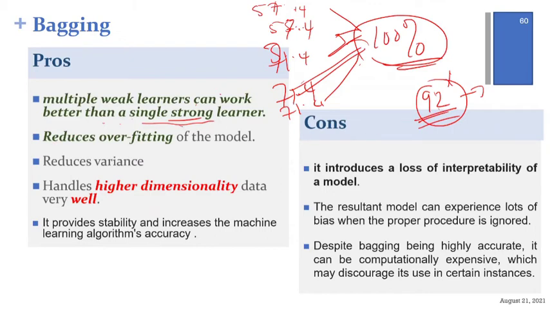Another advantage is that it reduces overfitting of the model. Overfitting is when your model performs well on the training set, but it doesn't perform on the testing set because it has practically memorized the training set. Bagging is known not to suffer from this kind of problem of overfitting. It also reduces the variance on the output.